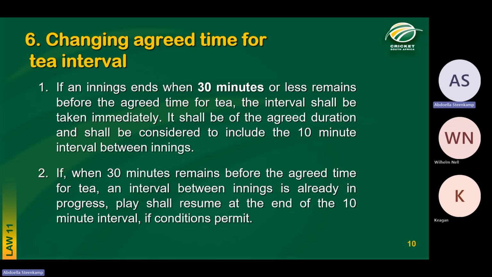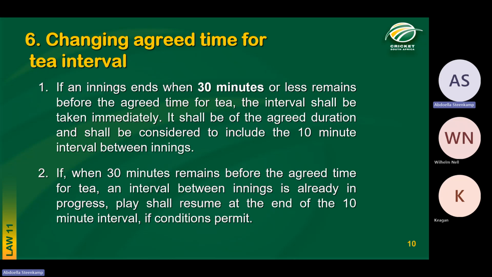An example just to illustrate this: our tea is at 3 o'clock. At 14:25, side A gets bowled out. So now, can we take an early tea when an innings ends at 14:25? No, we cannot take an early tea. Why can't we take an early tea? Because we cannot activate clause number 1. Because clause number 1 tells us 30 minutes or less. When the innings of side A ended at 14:25, it's 35 minutes.